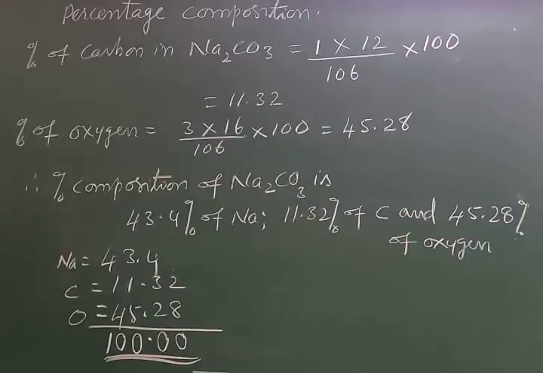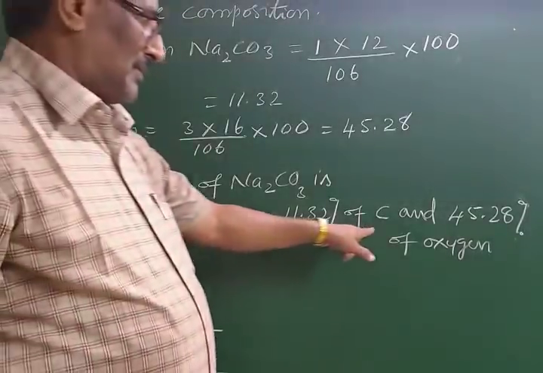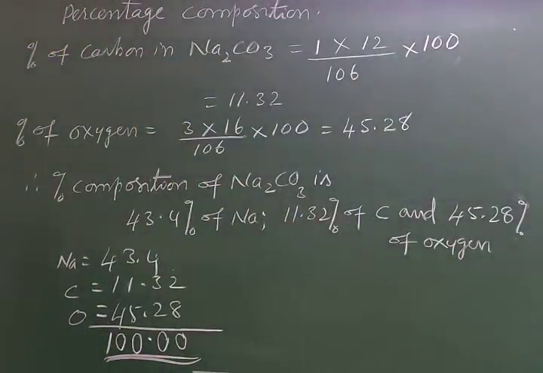The percentage of each element can be found by the formula: percentage of element is equal to number of atoms of element in the compound into atomic weight of element by molecular weight of compound into 100. That formula gives the percentage of an element. We find the percentages of each and every element present in the compound, and if all the percentages of elements in the compound are written like this, that shows the percentage composition. Okay? Let us see one more example.